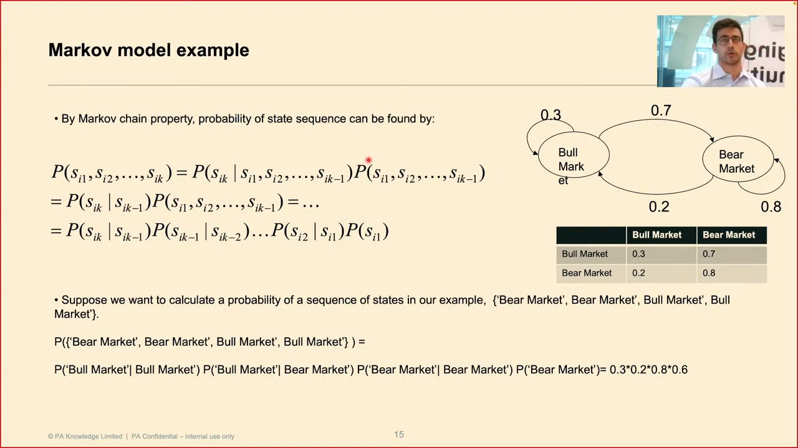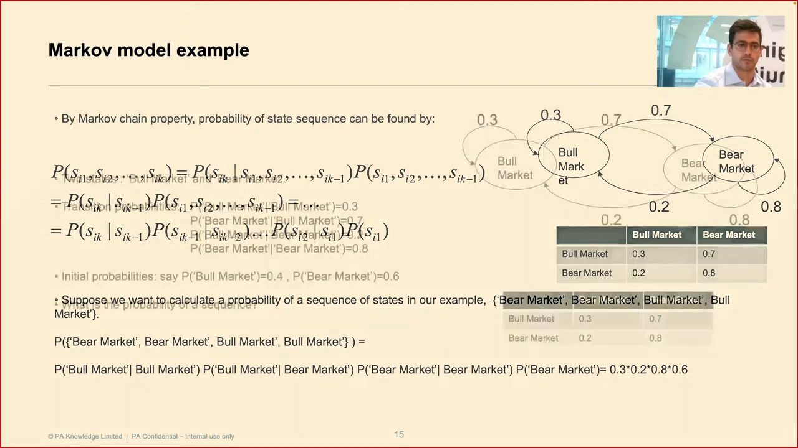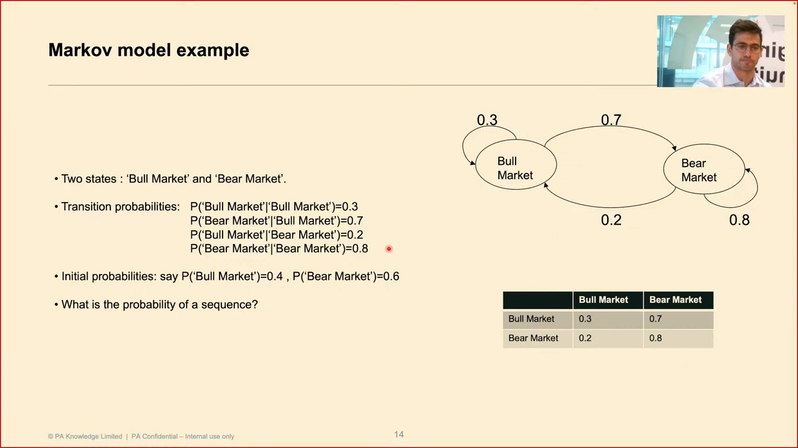But because we said before we have a Markov property, it means that on the first term, anything before the S_ik-1 doesn't matter. By continuing like that, we arrive at the final step, which is that the probability of S_ik is only dependent on the probability of S_ik-1, S_ik-2, all the way up to the initial probability, which is what we have from the previous slide.